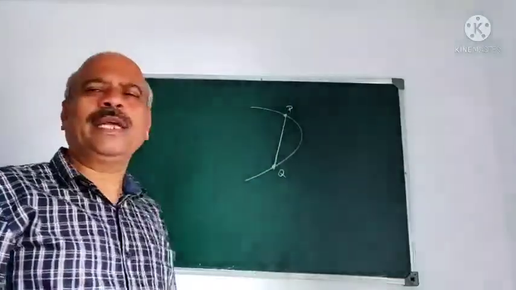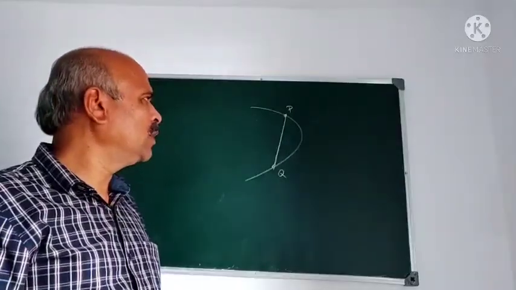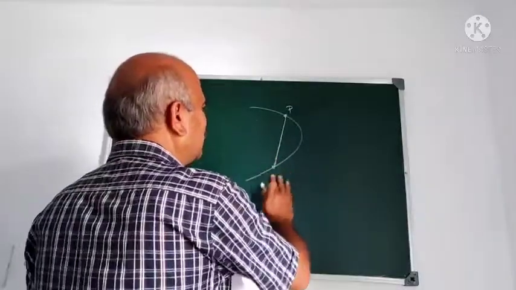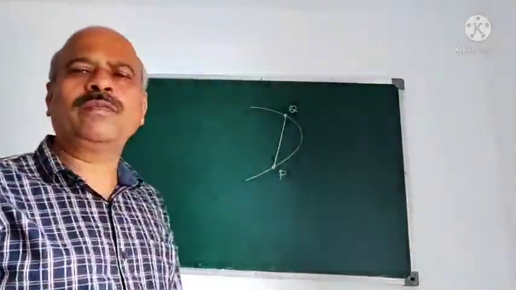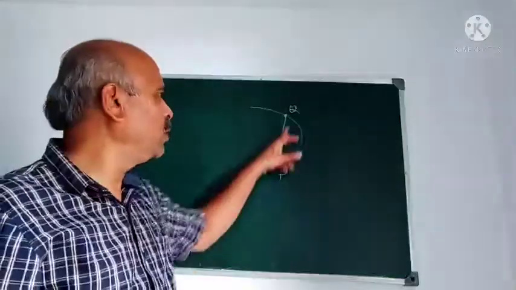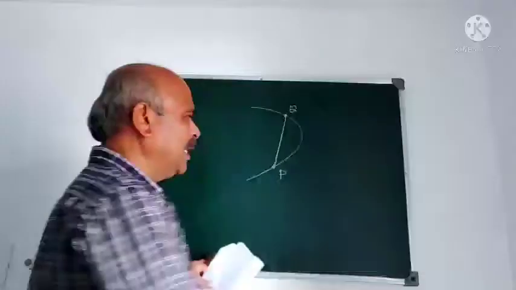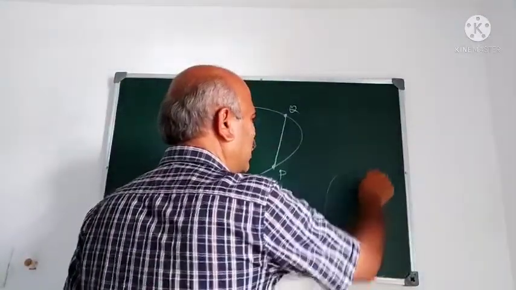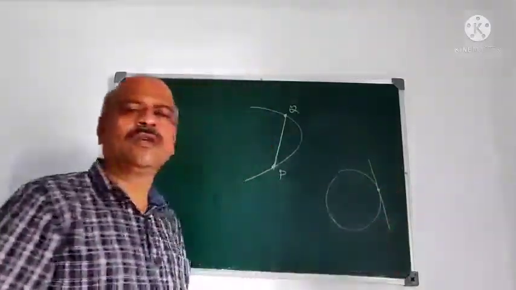Then how to define a tangent to a curve? At any point, how to define a tangent to the curve? I take this as P, this as Q. The tangent at any point on the curve is the limiting position of the chord PQ as Q approaches P on the curve. This is a very elementary definition. The best example is the circle. A straight line which touches the curve at only one point is called a tangent.